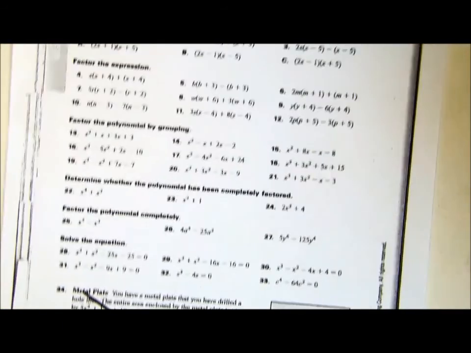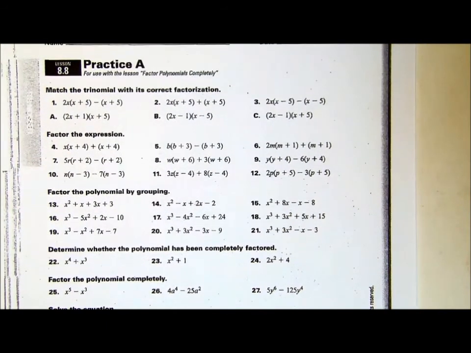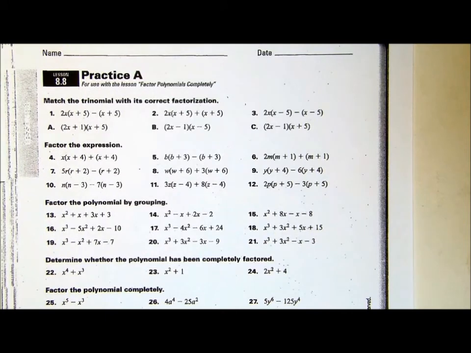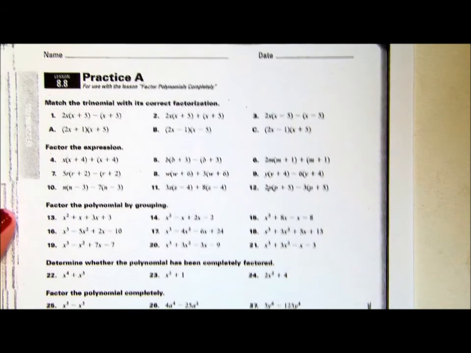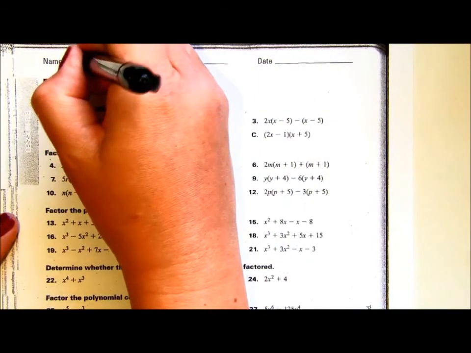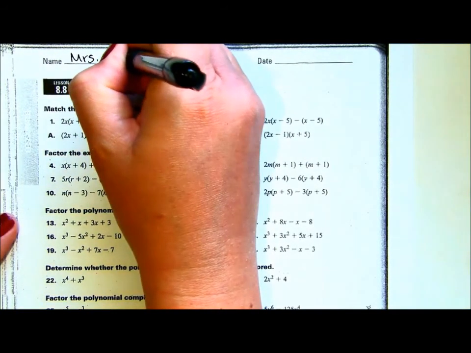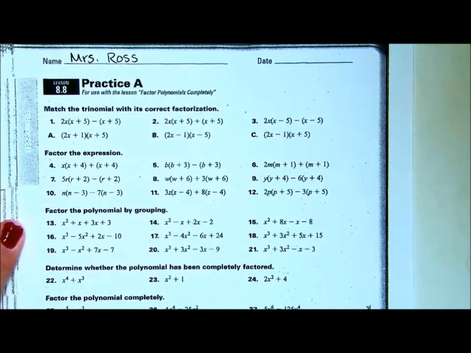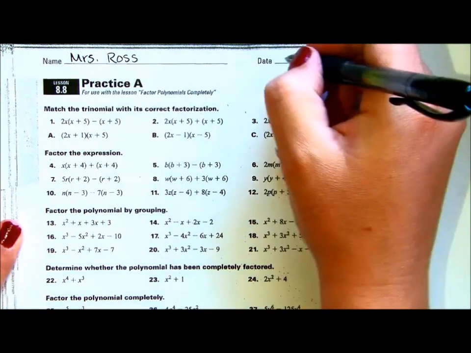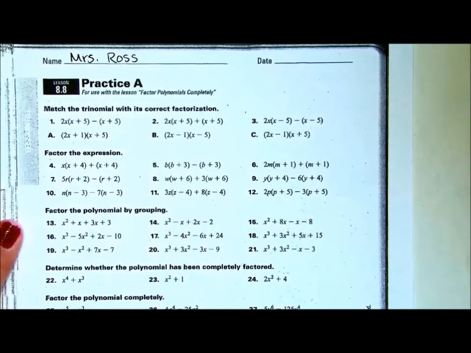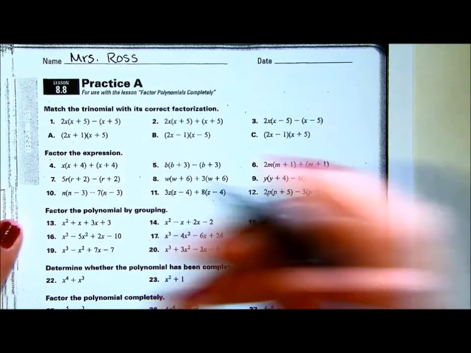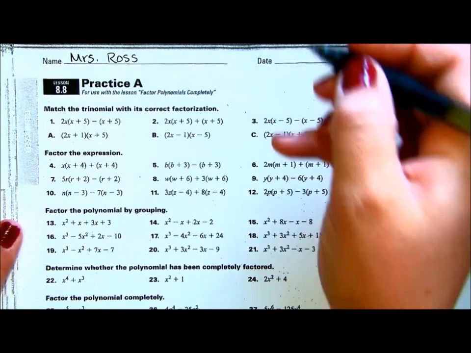So please make sure that your name, last name, and the class period goes on this. Now my name is Mrs. Ross, so I'm going to write that up top. Today's date happens to be 4/20. So today is April 20th, 2020.